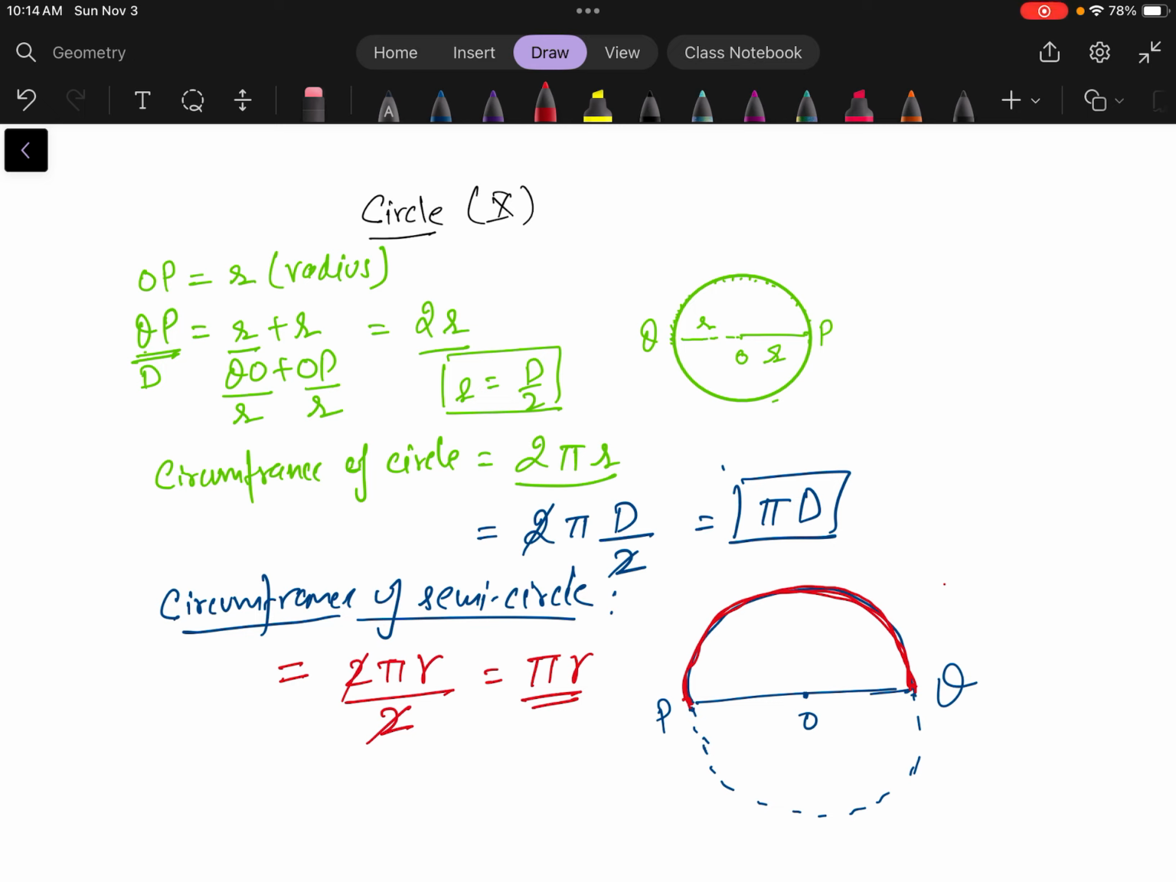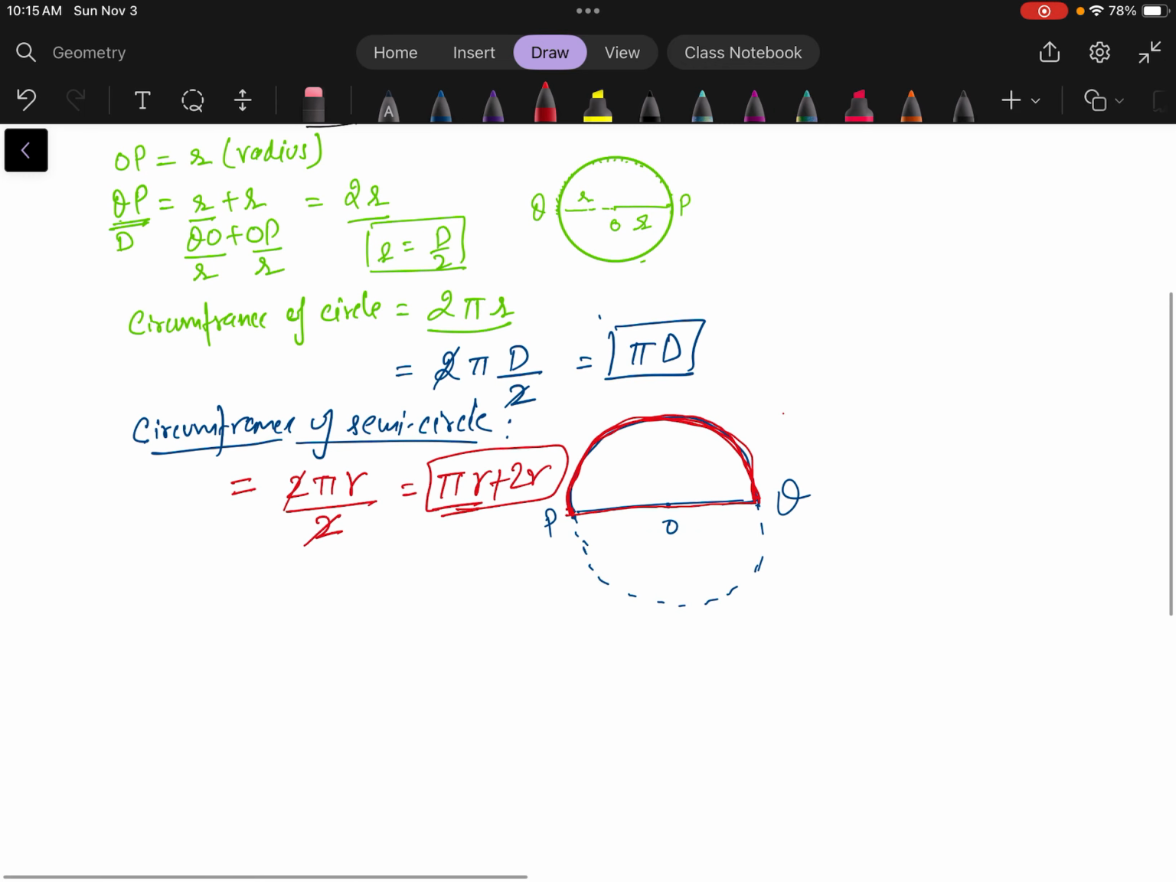Now when we compute the circumference of a circle, we start from this point, revolve around, and come back to this point. For the semicircle, if I am adding here, how much do we add? This 2r. So this becomes the complete perimeter of a semicircle. Till this point we have already discussed.